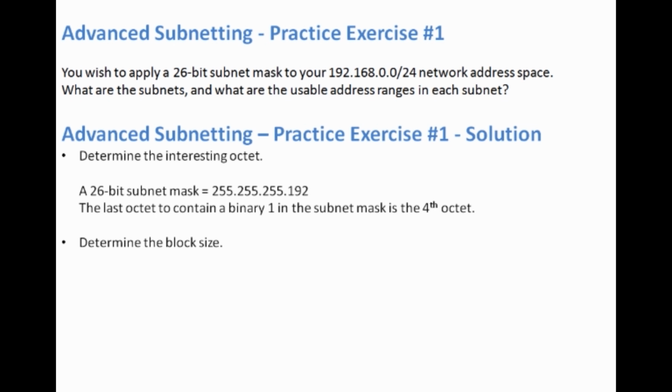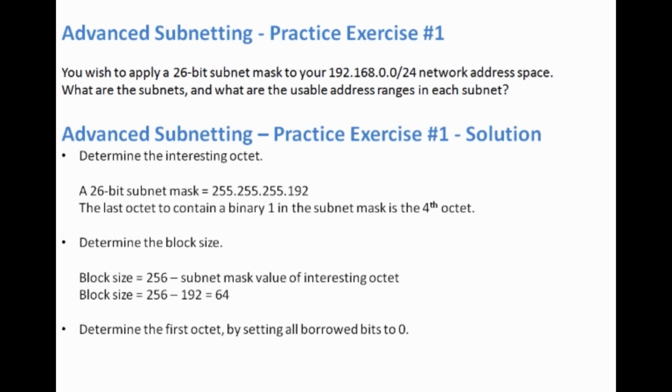Step number 2, what's the block size? Remember how we calculated the block size? It's 256 minus whatever the subnet value is in that interesting octet. In this case, it's 192. What is 256 minus 192? It's 64. We know that that's what we're going to be counting by.